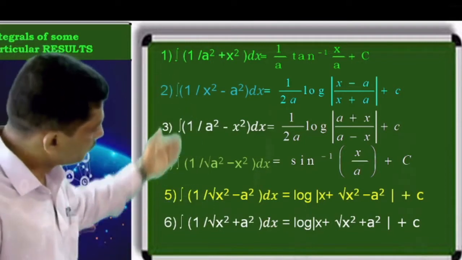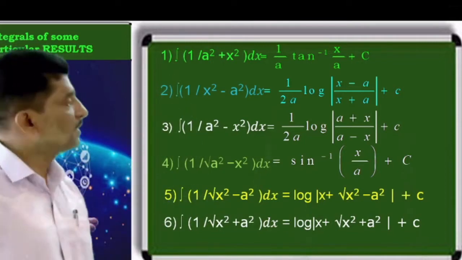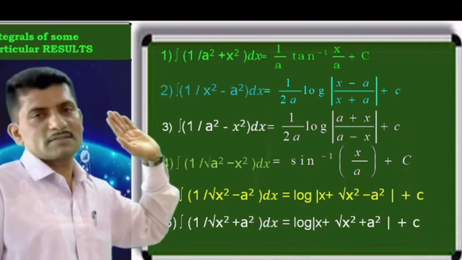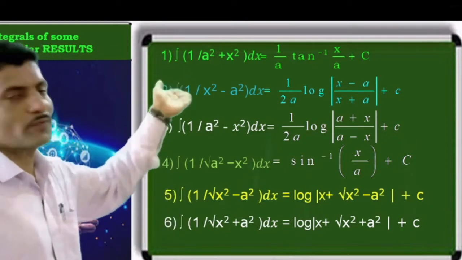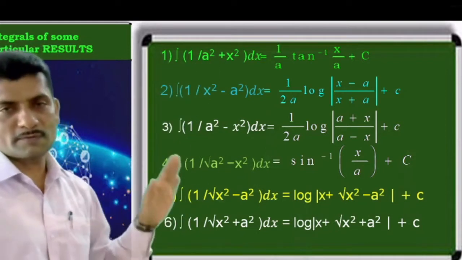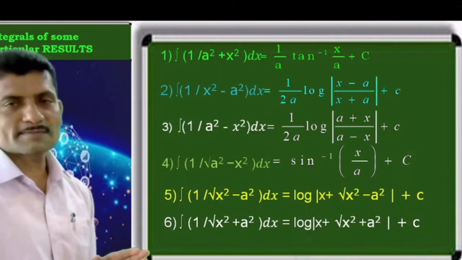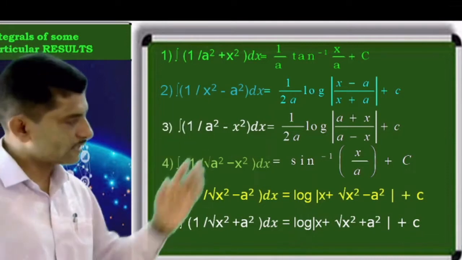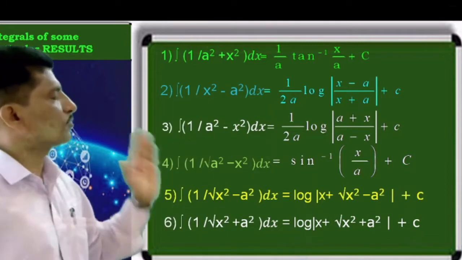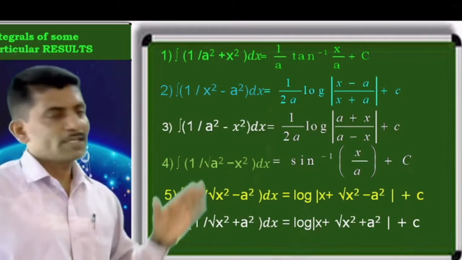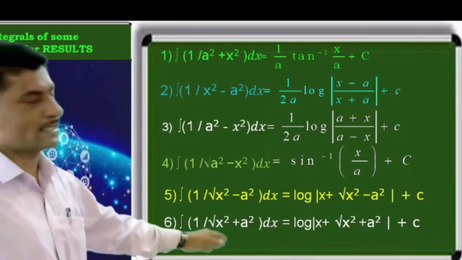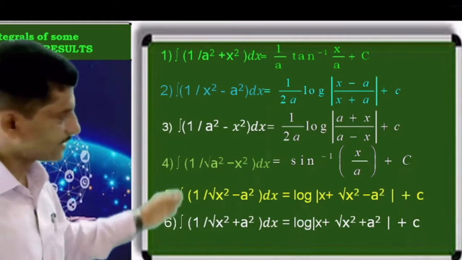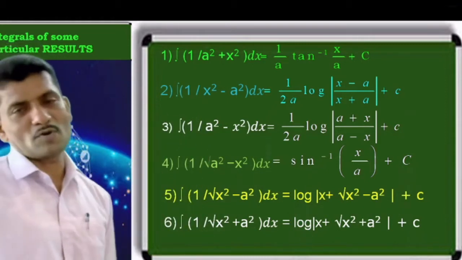You will also need to prove them. In any of the exams, usually one proof is asked for 5 marks. The results with root of a square minus x square, root of a square plus x square, and root of x square minus a square are the ones asked. Just remember these results, they are very, very important.